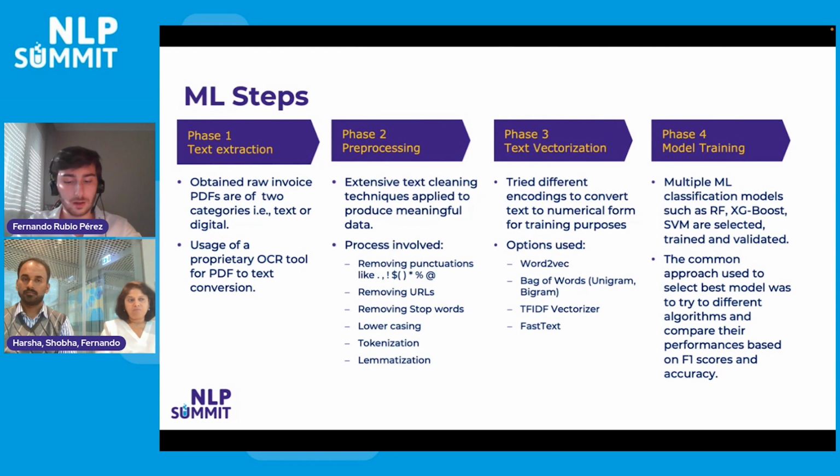But obviously, this text is raw. It's not as useful as we would like it to be. So basically, we have to pre-process it. So we go to the second phase. Here in the pre-processing step, we have applied to the raw text a combination of the most used pre-process and cleaning techniques. Basically, we are removing punctuation, removing URLs, stop words. Also, we are lowercasing, tokenization, lemmatization. We are also removing jump lines, white spaces.